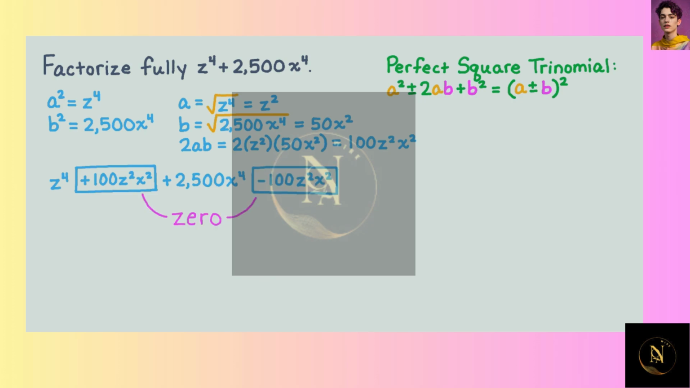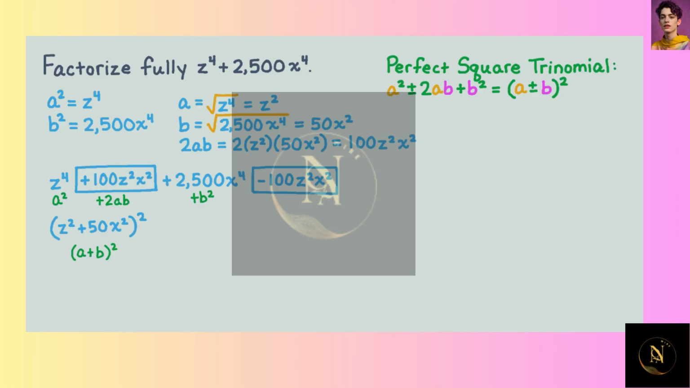For any term we introduce into the expression, we must add the same term with the opposite sign. This way we are effectively adding 0, which does not change the polynomial. In this case, the 0 gets added to the polynomial in the form of 100z squared x squared minus 100z squared x squared. Our expression with these new terms is z to the fourth power plus 100z squared x squared plus 2,500 x to the fourth power minus 100z squared x squared.